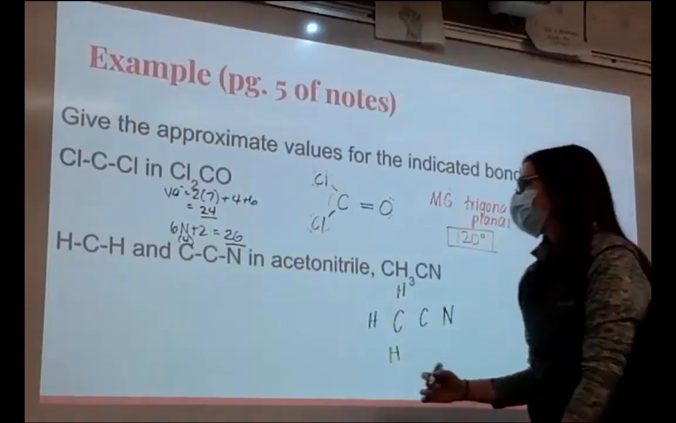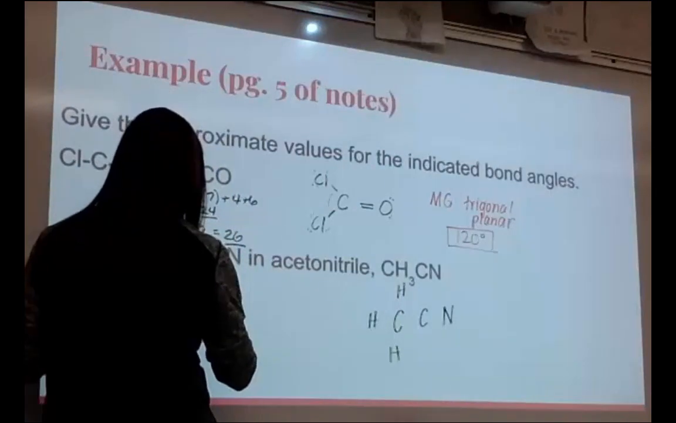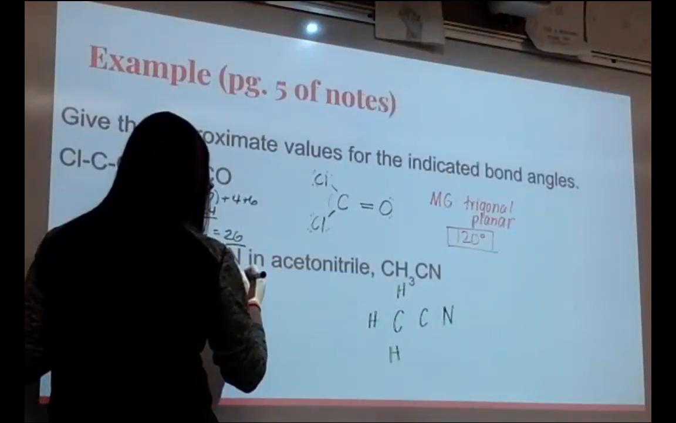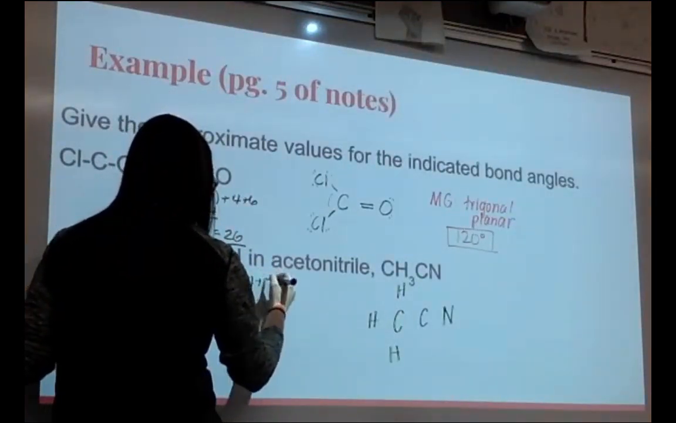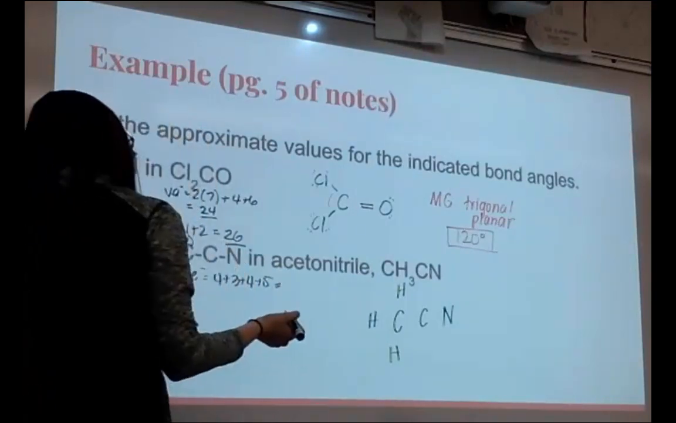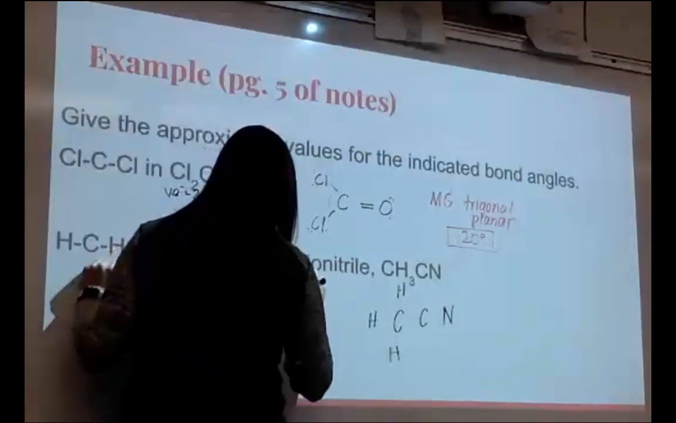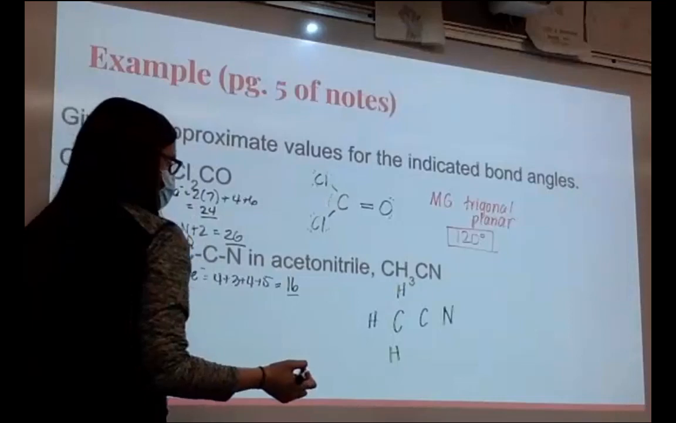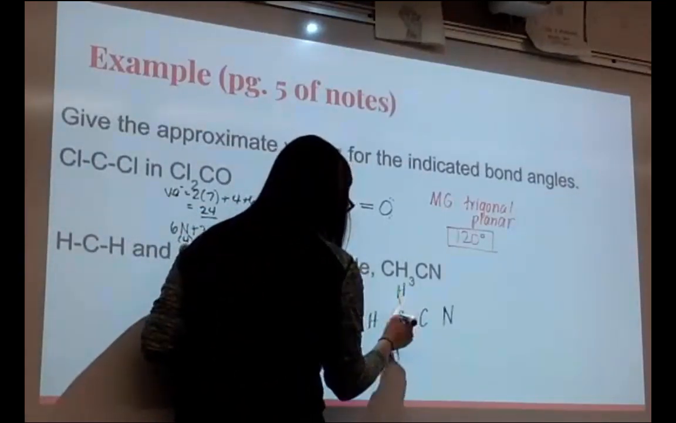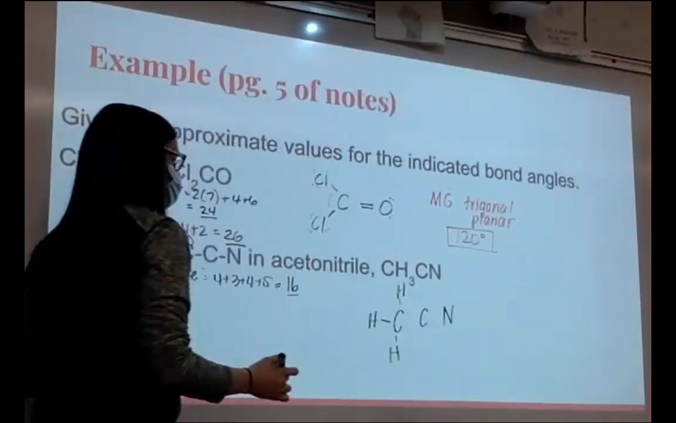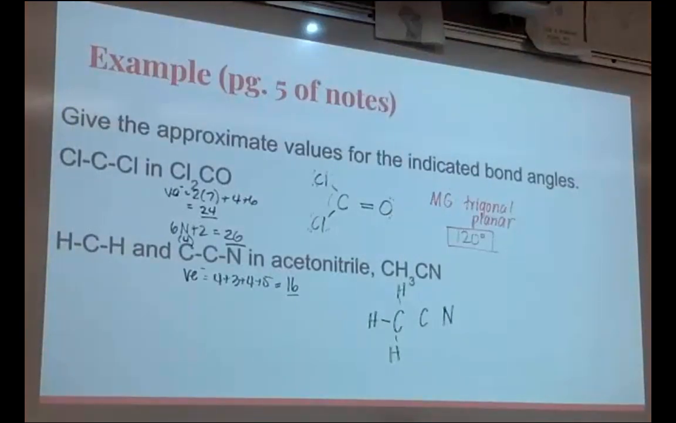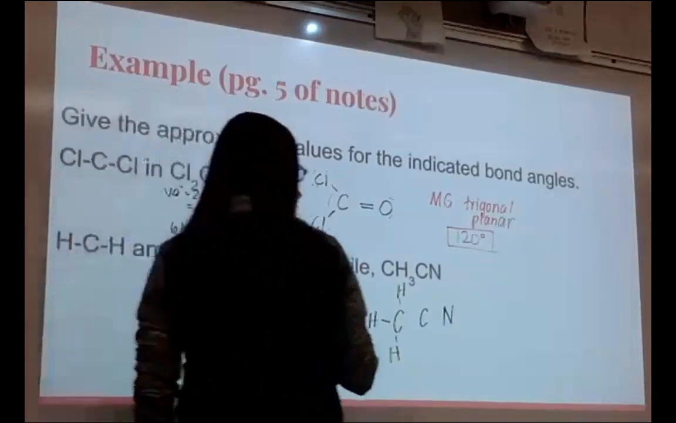So let's count valence electrons first. 4 plus 3 plus 4 plus 5, 7, 11, 16. Now, H can only single bond. Is there the potential of multiple bonding in this molecule, though? Yeah. So let's do 6n plus 2.